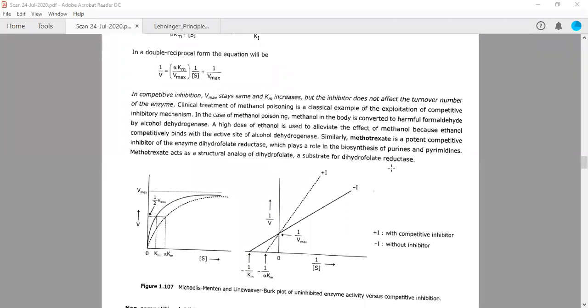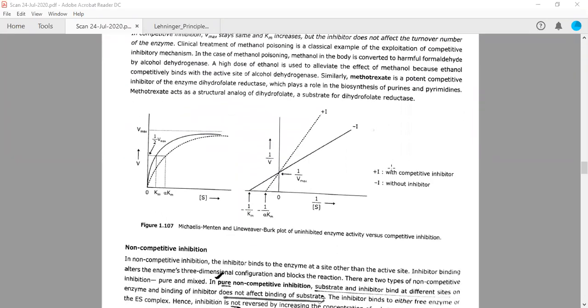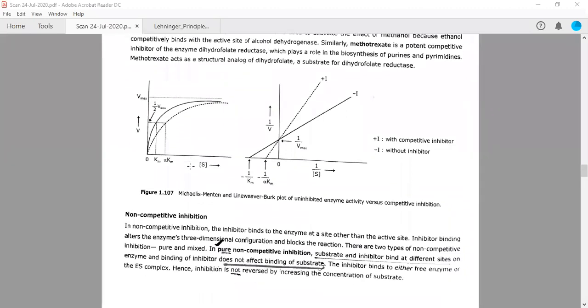After this, it is very visible from both the graphs that the Km is increasing and the Vmax will remain the same, because they are intersecting at the same point. So if you face this type of curve somewhere, these are competitive inhibitors. Then the second one is non-competitive inhibition.